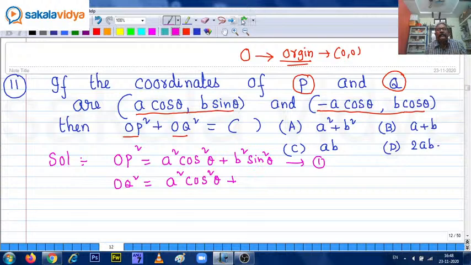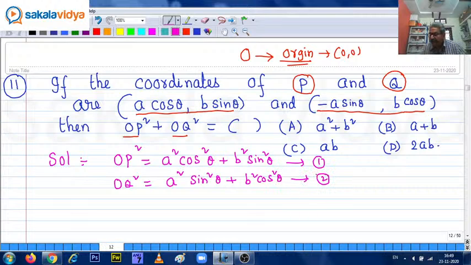Sorry, I made a mistake here. This is given wrong. One minute. This is a sin theta. This is b cos theta given. Right. So now this changes. We can write now a square sin square theta plus b square cos square theta.